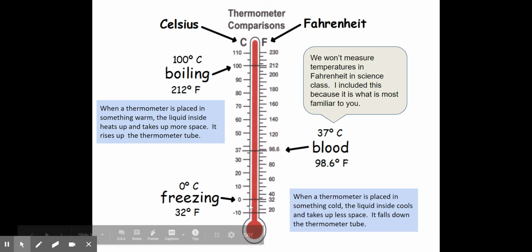I did want you to see some comparisons for different temperatures on the two different scales. The key points on the Celsius scale are 0 and 100. Water freezes at 0 degrees Celsius and boils at 100 degrees Celsius. Those points on the Fahrenheit scale are a little bit trickier. Water freezes at 32 degrees Fahrenheit and boils at 212. One other key point, important to mention because you are having your temperatures taken a lot these days: on the Celsius scale, normal human body temperature is 37 degrees Celsius, and on the Fahrenheit scale, it would be 98.6.